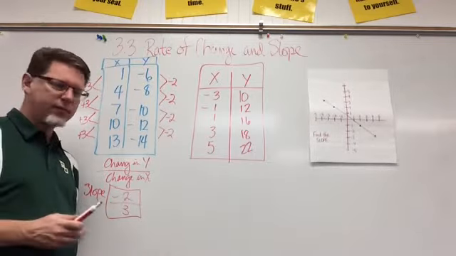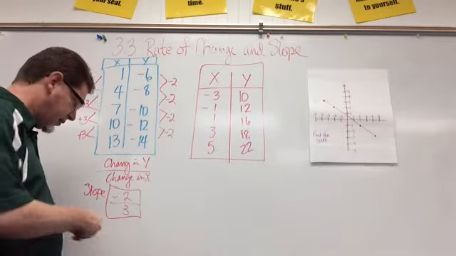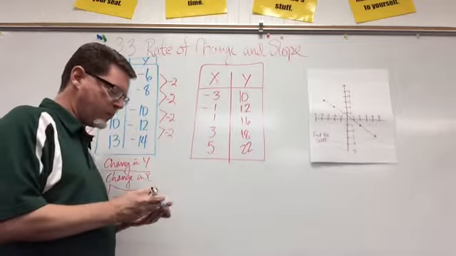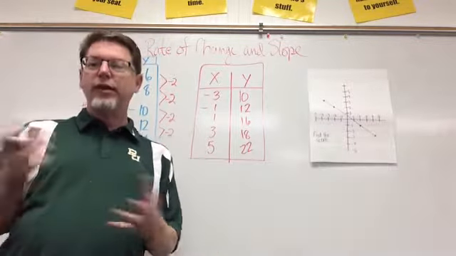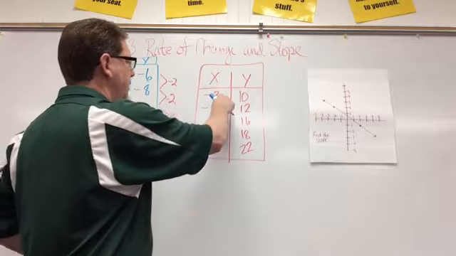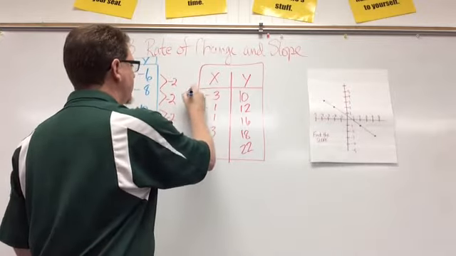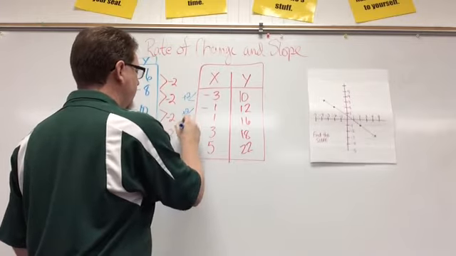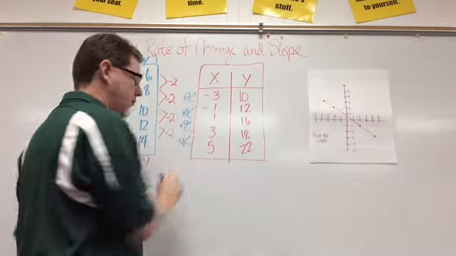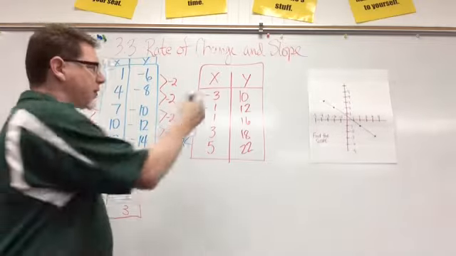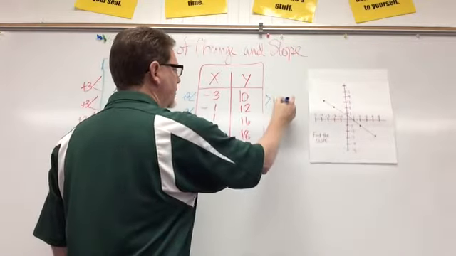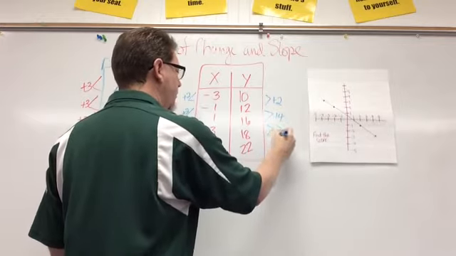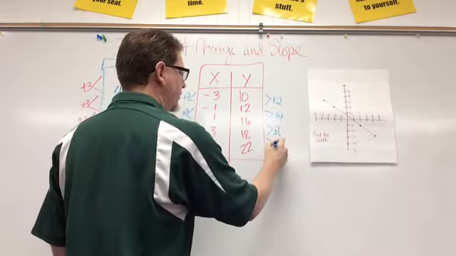-2 over 3. Now let's look at the red example, and I'll use a different color marker. Let's see if we have a constant rate of change and what it is. So I'm going to look at my x's. From -3 to -1, I add 2. From -1 to +1, I add 2. From 1 to 3, I add 2. And from 3 to 5, I add 2. Okay? Now look at my y's. From 10 to 12, I add 2. From 12 to 16, I add 4. From 16 to 18, I add 2. And from 18 to 22, I add 4.